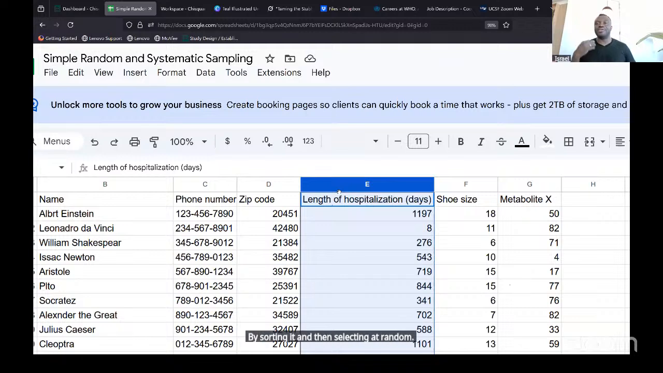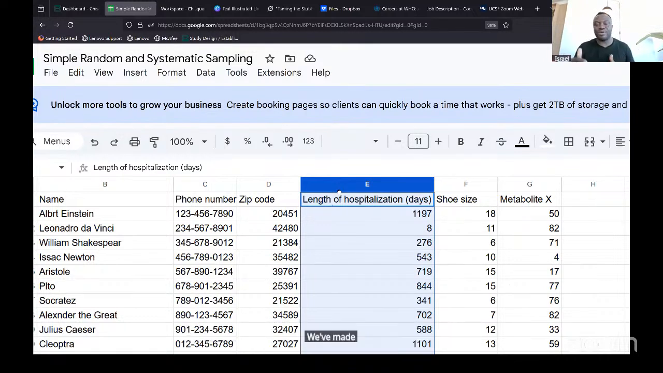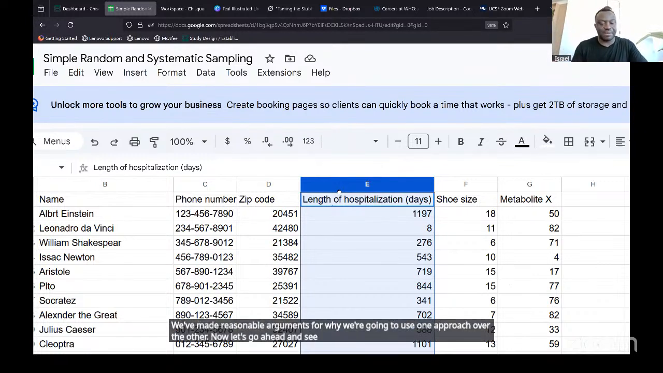So you should have a clear argument for why you choose to use one methodology over another, right? That is contextual, that is driven by your own context and not by somebody else's context. So that's very important as well. All right, so now that we have our arguments in order, we've made reasonable arguments for why we're going to use one approach over the other, now let's go ahead and see how we're going to sample.